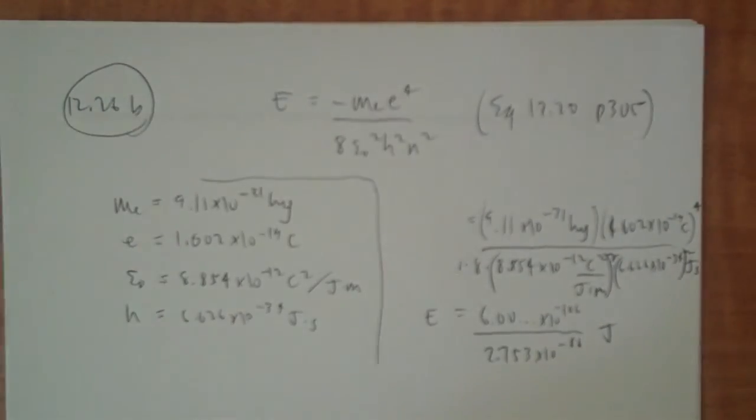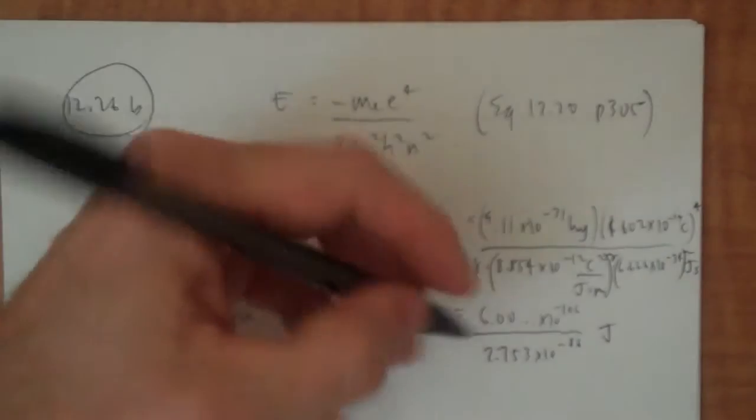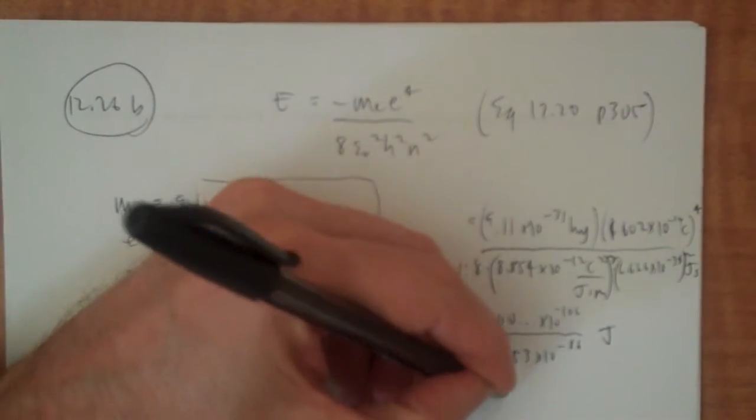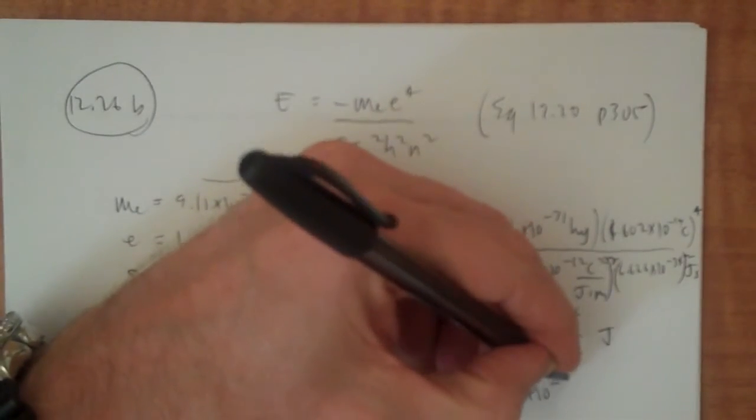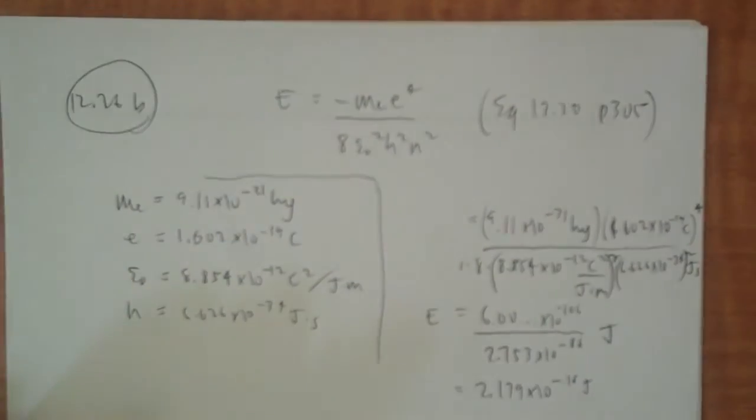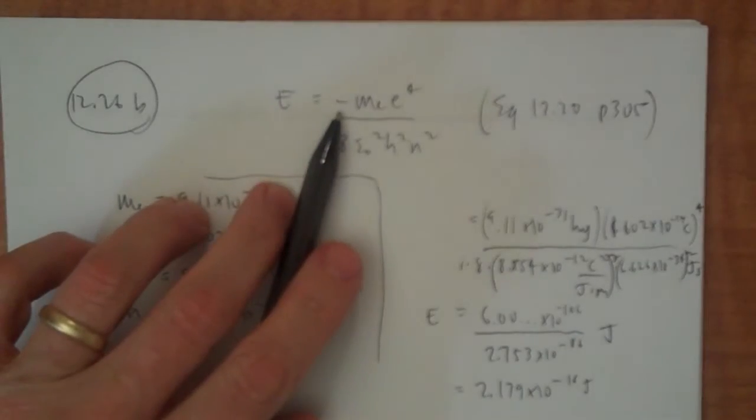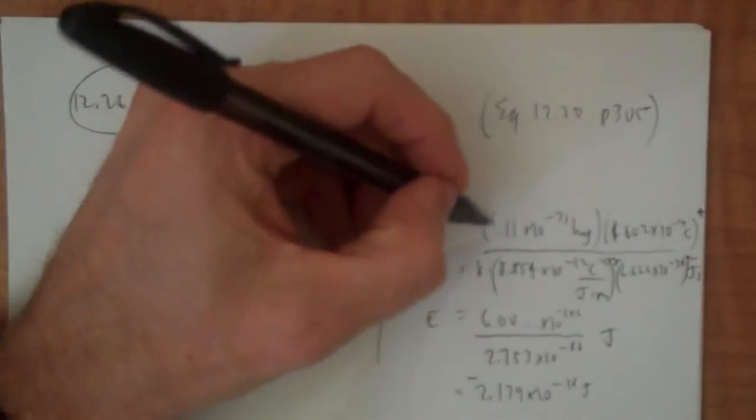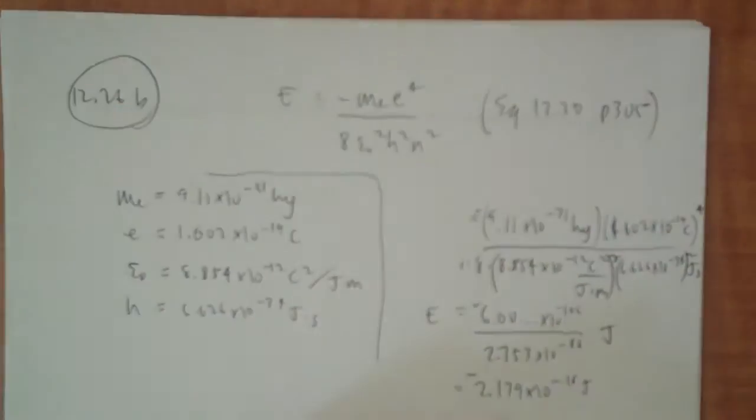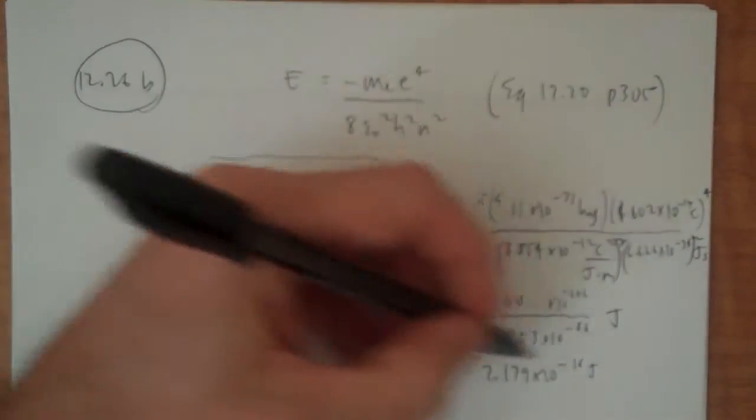I'm going to go ahead and divide these now. This is equal to 2.179 times 10 to the negative 18 joules. Okay, careful, that's a minus, right? None of these were negatives, so it's really minus. Okay, that's the energy of the electron.